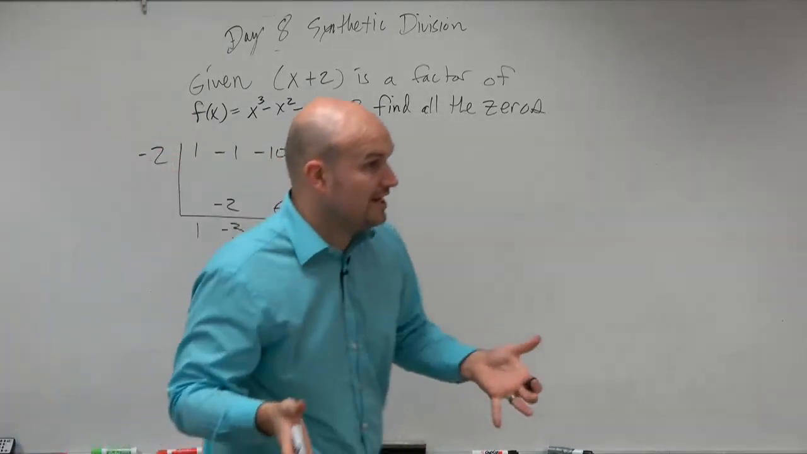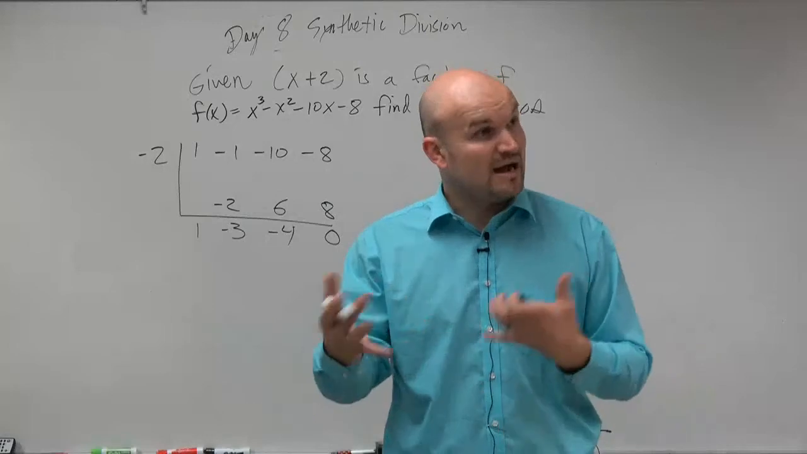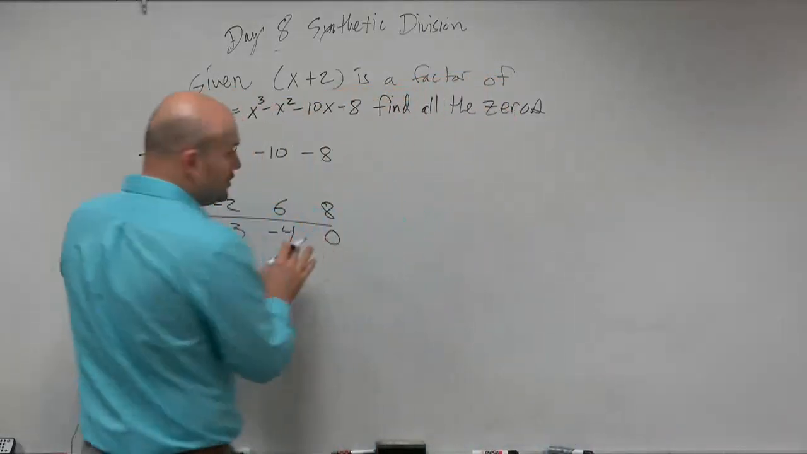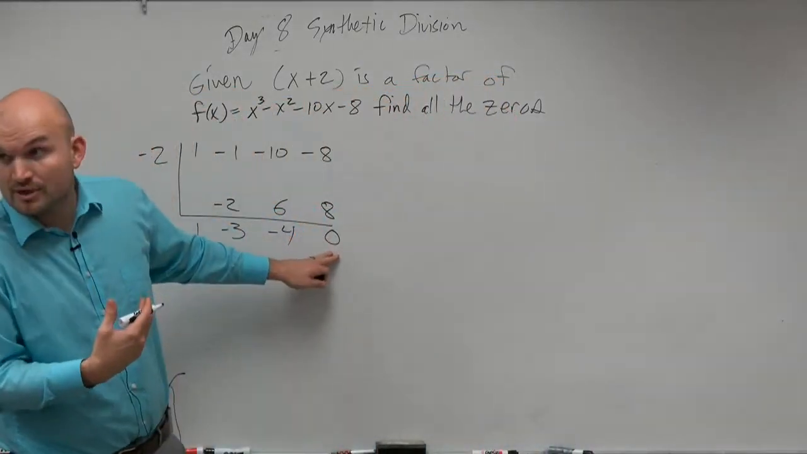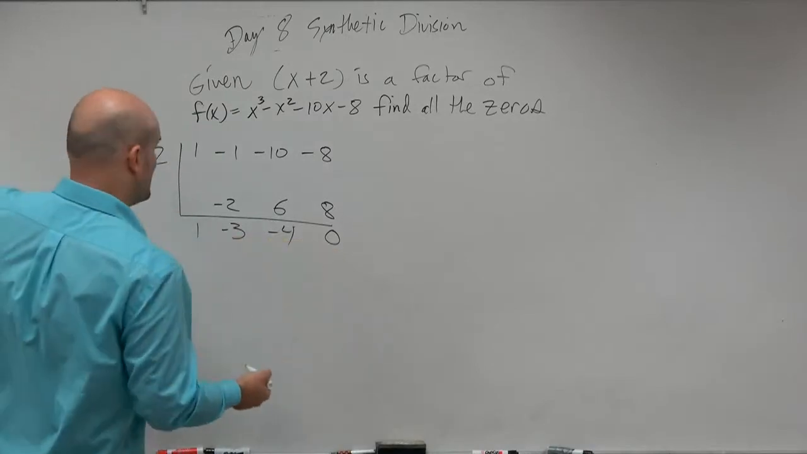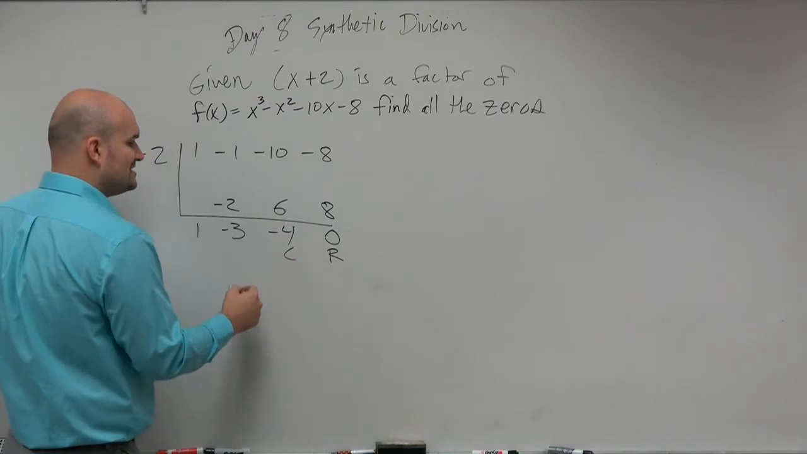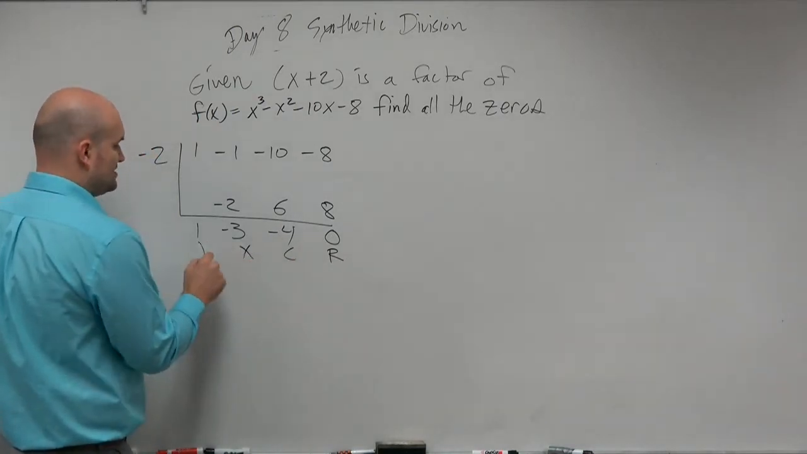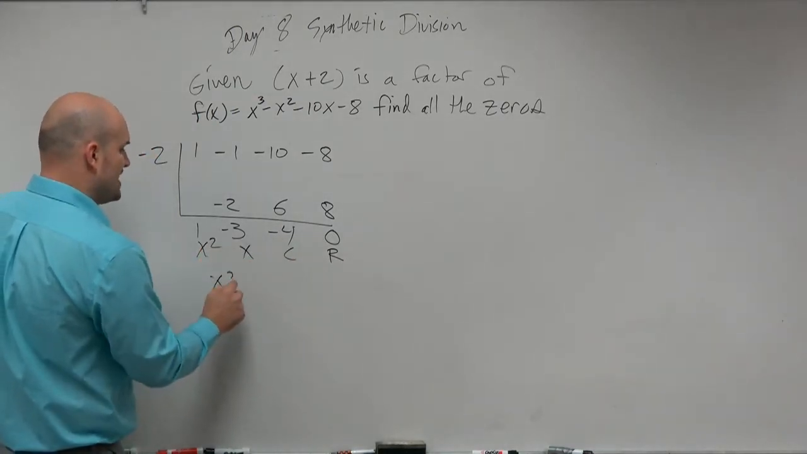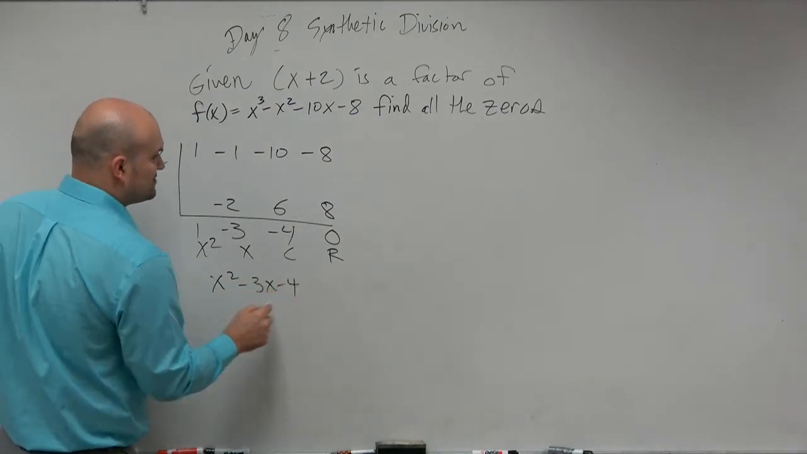Good, right? You guys caught me making my mistake, but that's important, because if I didn't get a remainder here, I would have to go back and check my work. So again, remember this is my remainder, this is my constant, this is my linear term, and this is my quadratic. That means the quotient is x squared minus 3x minus 4.